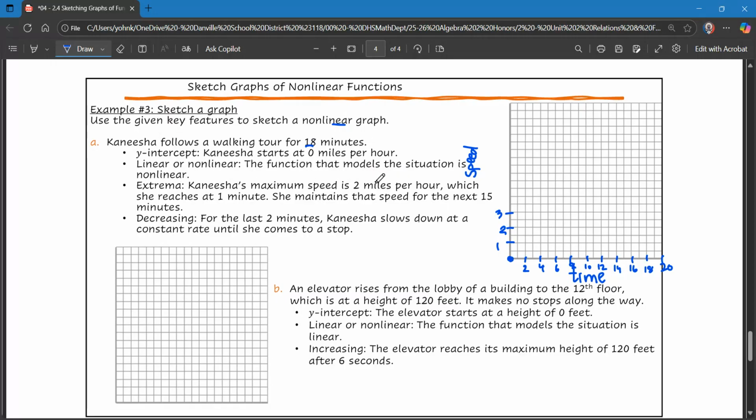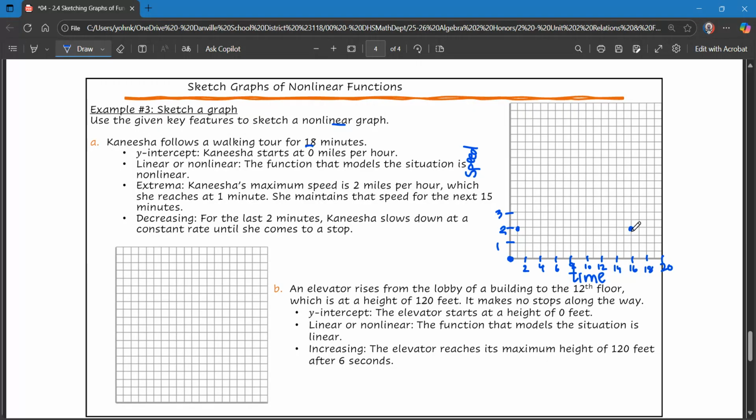Kenesha's maximum speed is 2 miles per hour, which she reaches at 1 minute. So at 1 minute, which is right here, she's reaching her maximum speed, which is 2 miles per hour. So I'm going to put a dot at 1 minute, 2 miles per hour. She maintains that speed for the next 15 minutes. So if this is minute 1, 15 minutes later is minute 16. So she's going to stay at that same speed until she gets to minute 16. So I'm going to put a dot at minute 16 and 2.